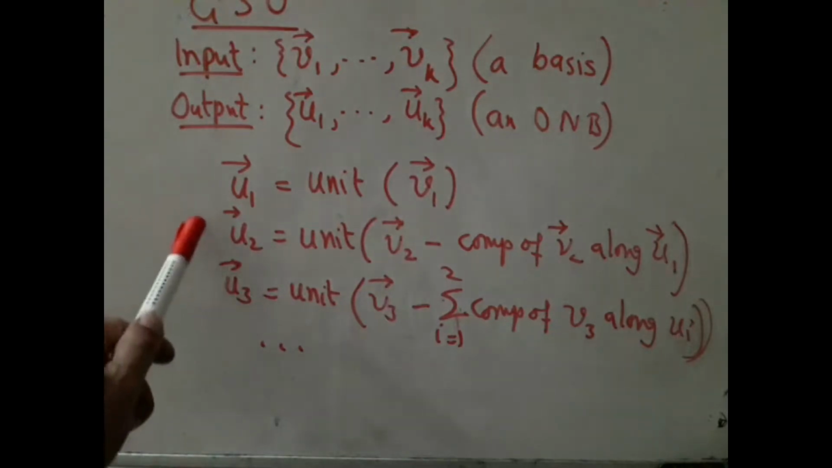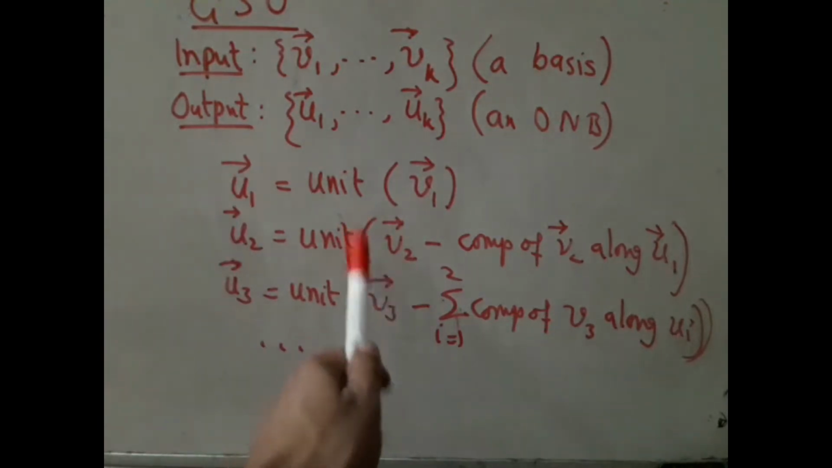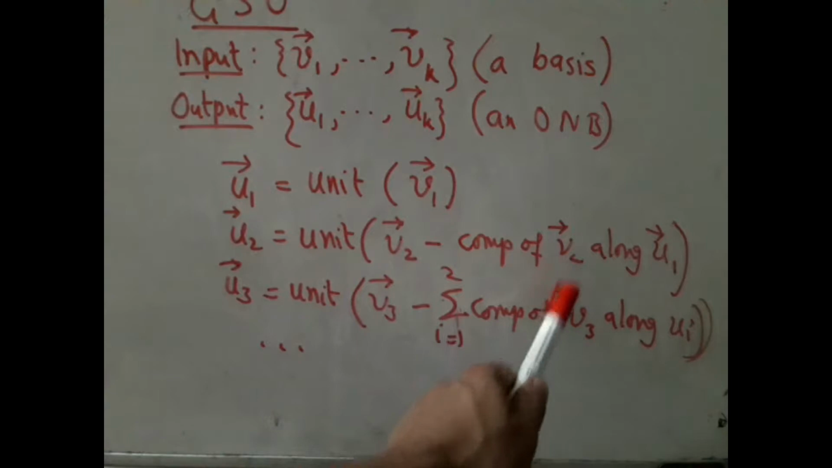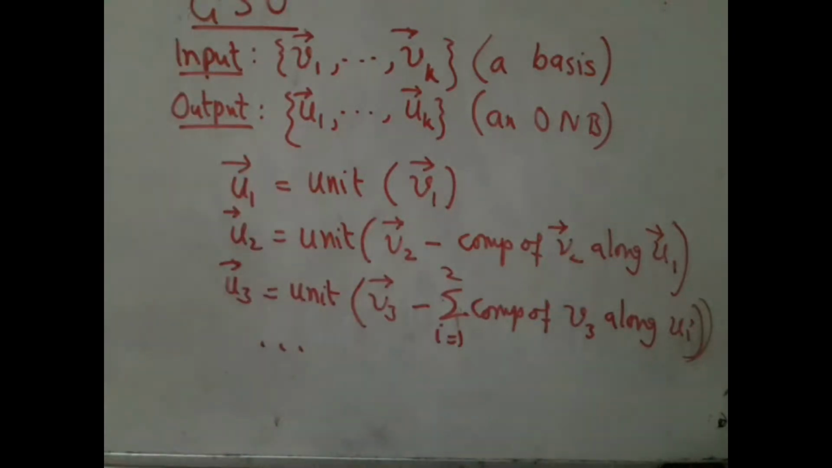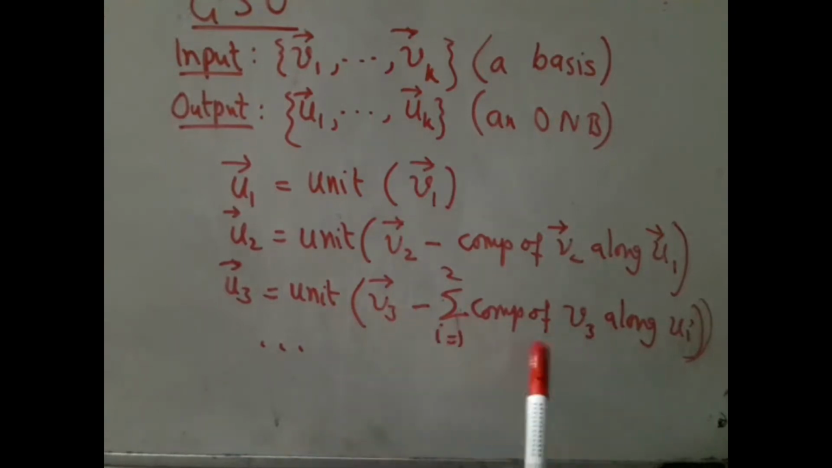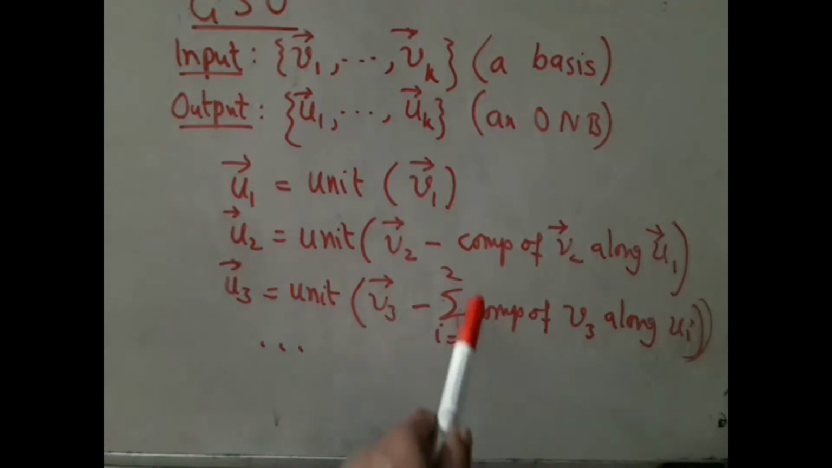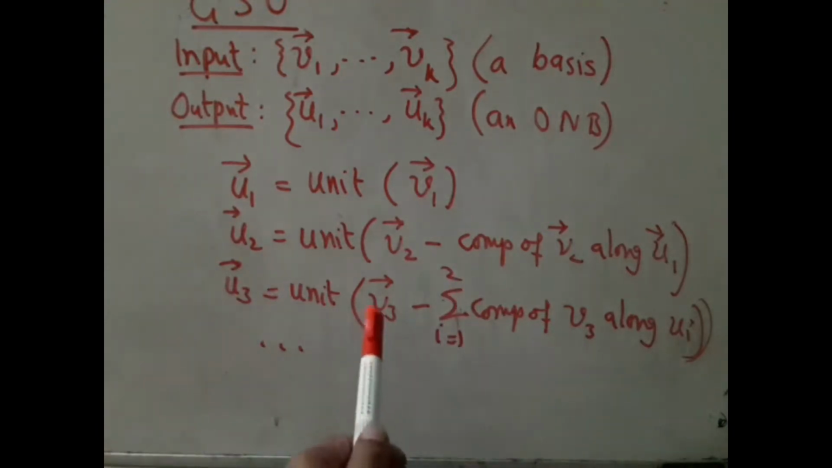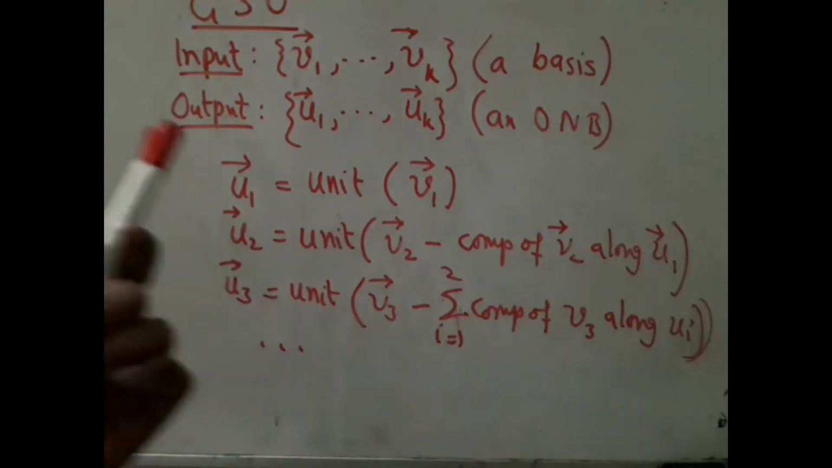Then the next one, U2, will be just V2 minus the component of V2 that is already taken care of by U1. Whatever you get, you take the unit vector along that. Then you come to U3, same idea: you take V3 minus whatever is already taken care of by U1 and U2 that you have already constructed, and you go on like that. So U4 will be V4 after you take out the effect of U1, U2 and U3, and you go on like this.